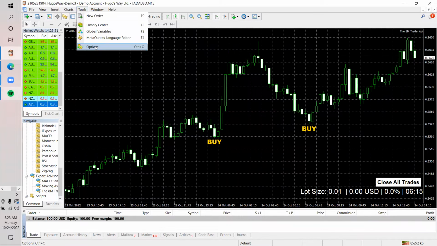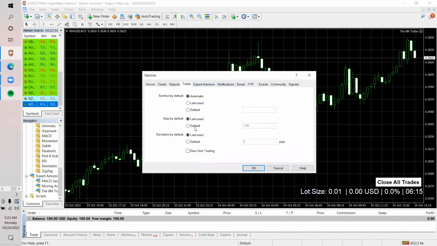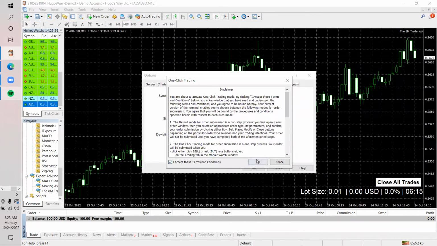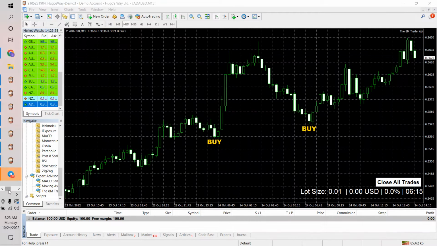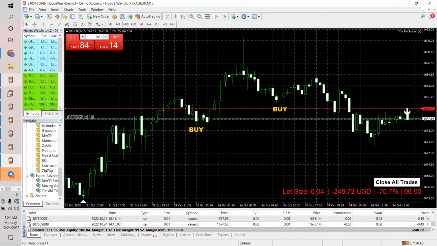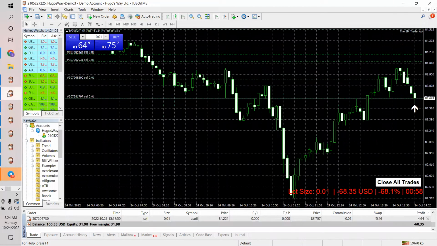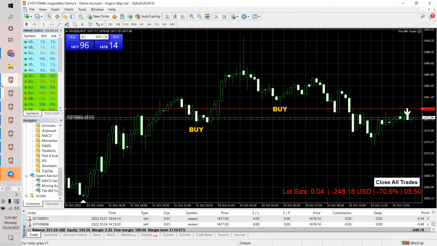Oh, by the way, I'm going to make sure I've got the one click right here turned on. That's very important. All right, there we go. Beautiful. Okay, so let's come back over here. We're going to wait for this particular candle to close so that we can get into a buy trade. We're currently working on a sell trade for gold versus euro at the moment, and that is pretty much our game plan, at least for right now.